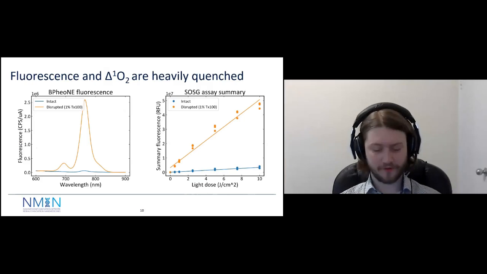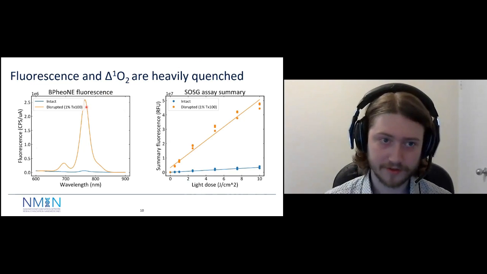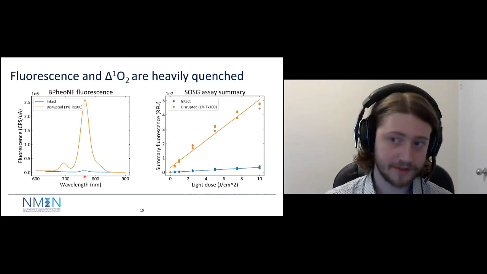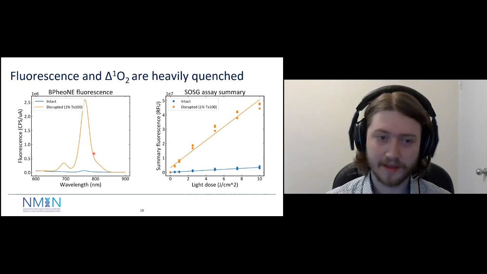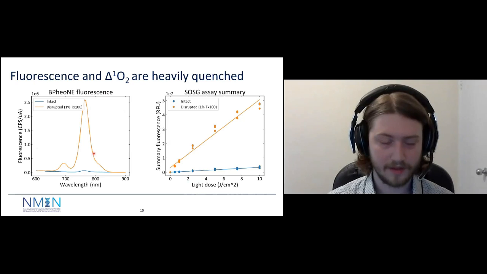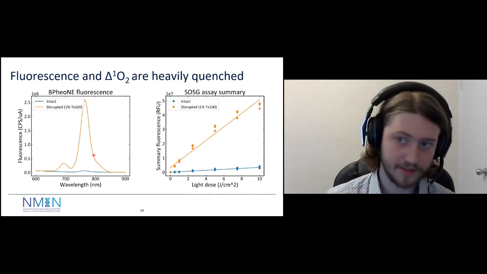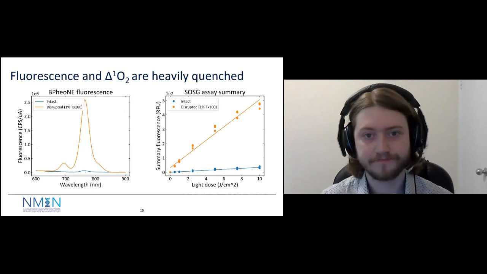I then performed some in-solution measurements where I found that the fluorescence and singlet oxygen generation are both heavily quenched. In the figure on the left, you can see the differences in the fluorescence spectrum between the intact and the disrupted particle. And what you find is that the intact fluorescence spectrum is roughly 95% decreased compared to the disrupted spectra, indicating that the droplets are roughly 95% quenched.